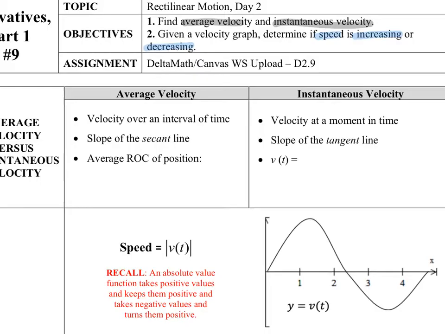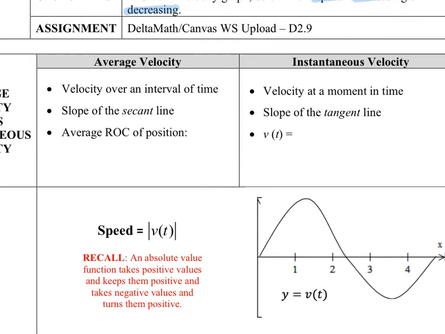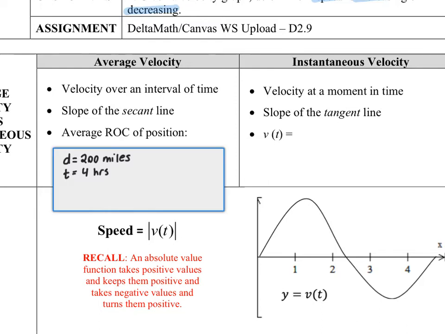Let's talk about average velocity versus instantaneous velocity, and I'm going to give you a quick little example that will demonstrate the difference between the two so you understand exactly what we're doing with that. So let's say that you went on a trip and it was 200 miles long and it took you 4 hours to cover those 200 miles. If you did a simple d equals rt formula, that will give you 50 miles per hour. So what that means is you averaged 50 miles per hour over that 4-hour time interval.